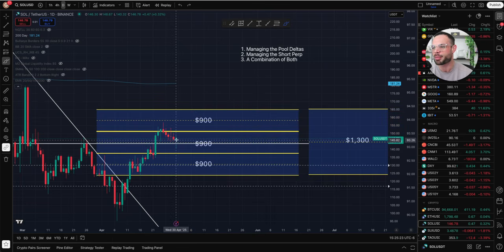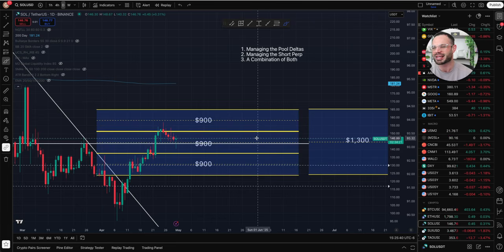The opposite is true on the bottom end. If the price of Solana drops towards the bottom of this particular range, we're getting converted almost 100% into Solana by the time the price gets down here. And so we're becoming net long in our overall strategy.